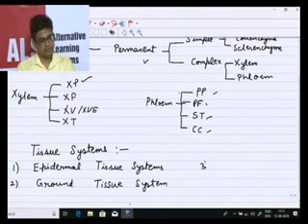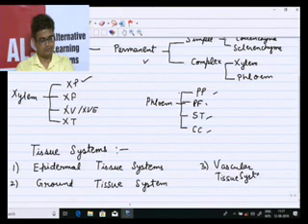And the third is vascular tissue system. So I believe we were doing vascular tissue system in the last class, right? We were doing vascular tissue system, right?